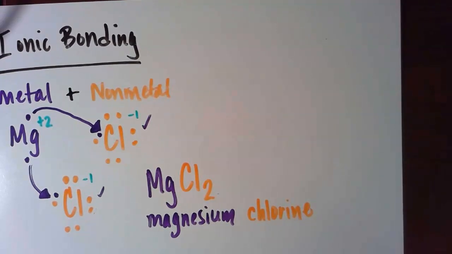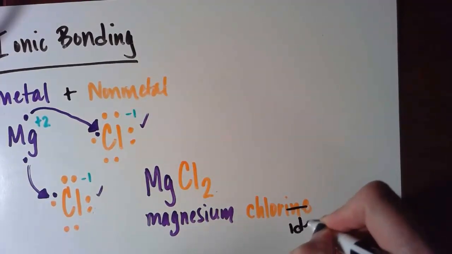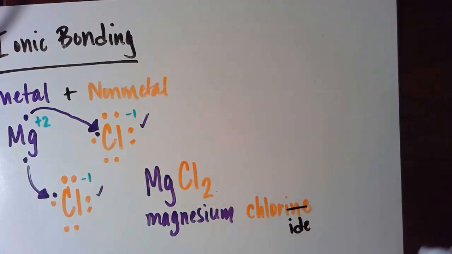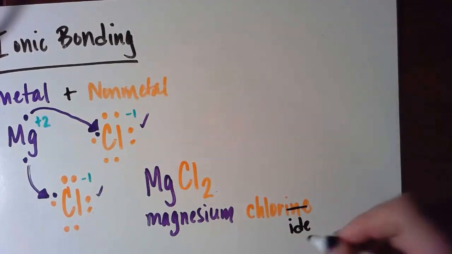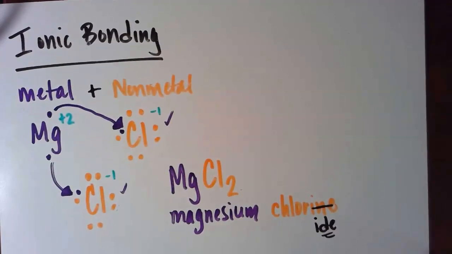Except what did we say that you had to do to the end? You are correct. Change it to "ide." It even sounds silly. Magnesium chlorine? No, magnesium chloride. All right, so notice the first element stays the name that the element is. The second element changes its ending to IDE. That is basically your ionic bonding examples. I can give you one more and then I'm done.